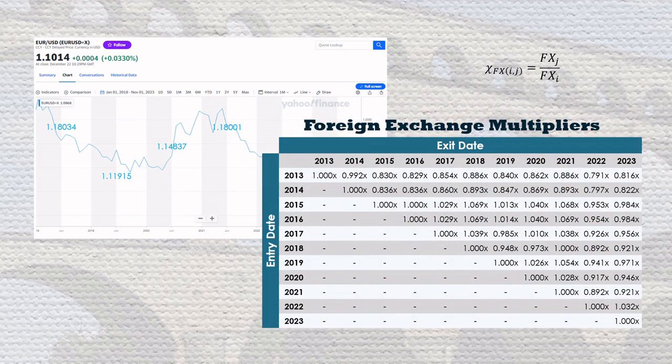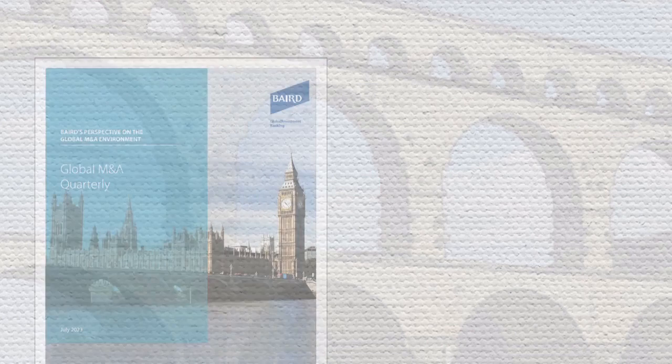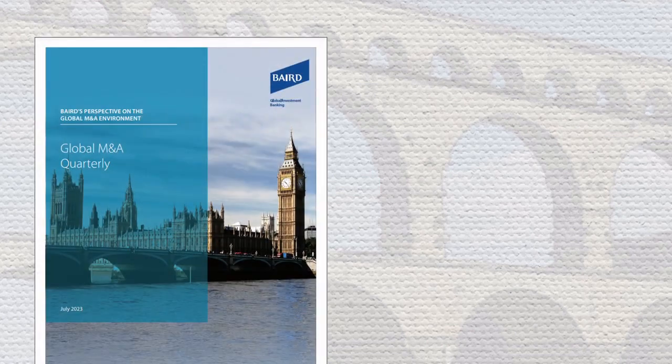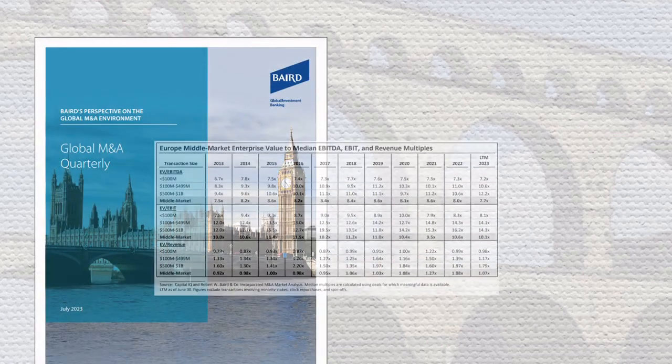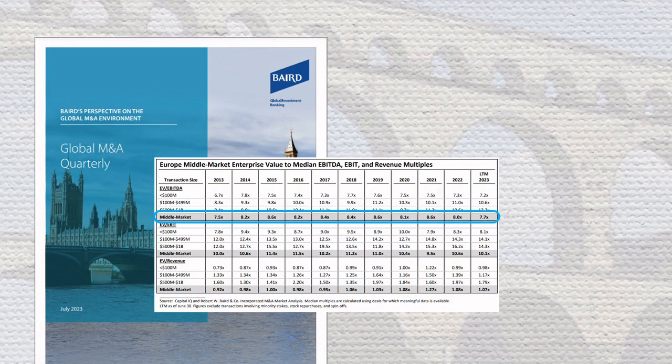For the broader market multiples, I'll use values from this R.W. Baird Global M&A Quarterly. It is an excellent publication that provides tables of data like this with European middle market enterprise valuation to EBITDA multiples. You can get access by signing up on their website, and there's dozens of different alternatives from other investment banks and industry data providers like PitchBook.